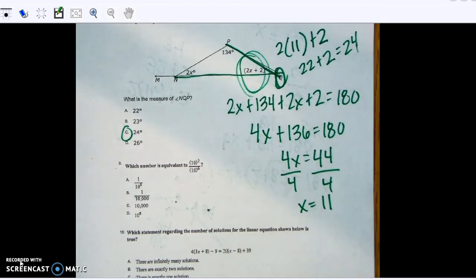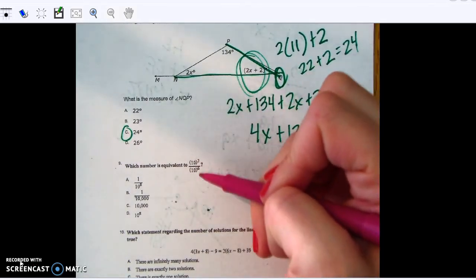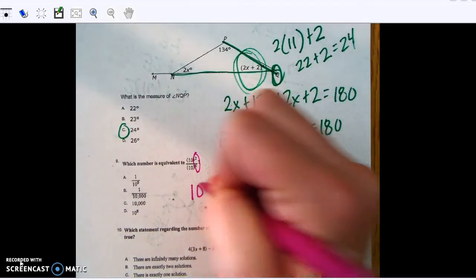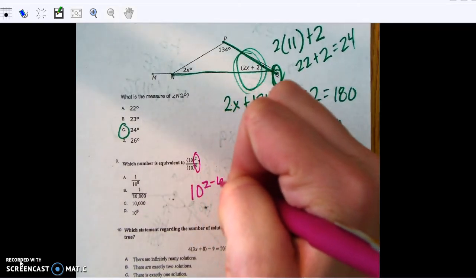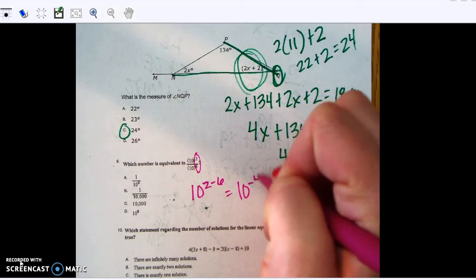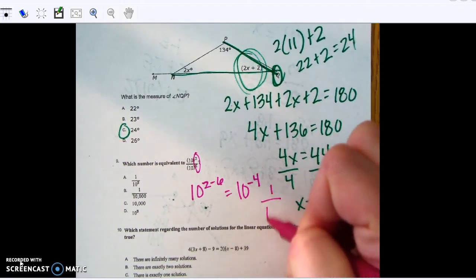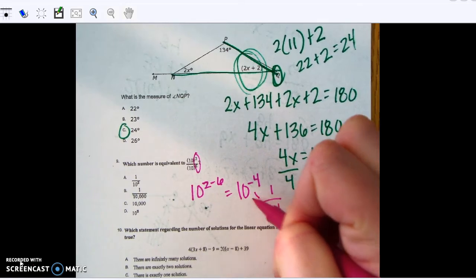Number 9, which one is equivalent? So remember, we have the same base. We're going to subtract the exponents. So keep the base, subtract the exponents, and I get 10 to the negative 4th. I don't like negative exponents, so cross the line, change the sign, and I have 10 to the 4th.